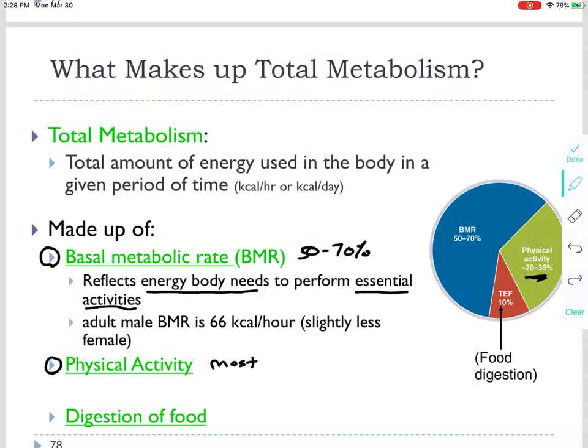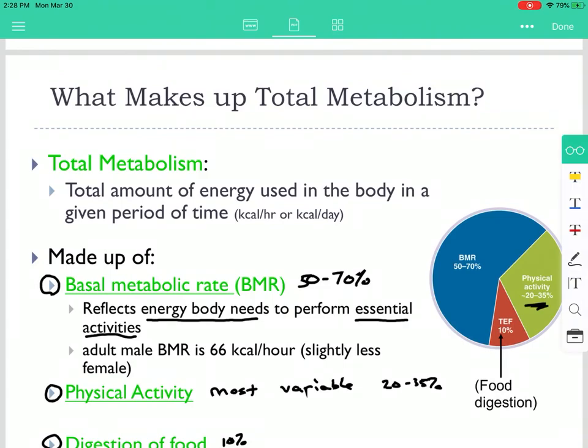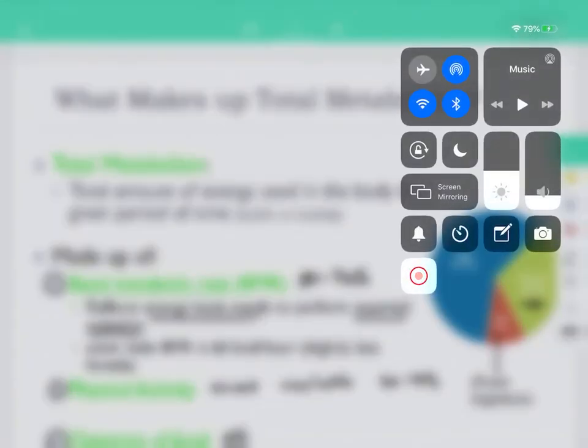If you're more active, you're going to be burning more calories doing activity. So physical activity is the most variable. You have control over that. And usually it's between 20 and 35%. And the last thing is about 10%. The books will call it thermic effect of food. It really just means digestion. So no matter what, about 10% of all of our metabolic activity is being devoted towards digesting and breaking down nutrients. So know those percentages and be able to define each.